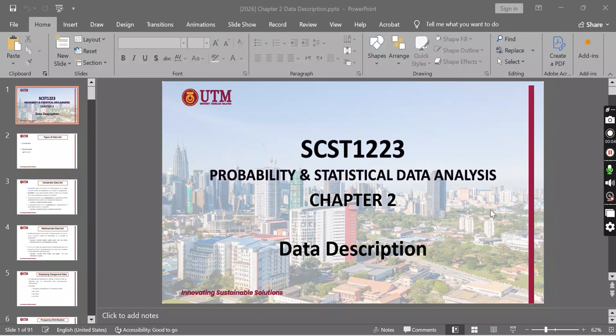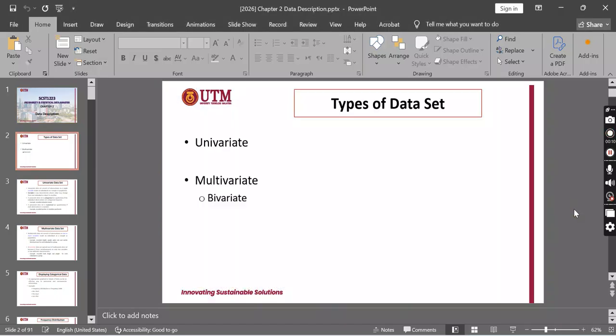Okay, chapter 2, data description. Types of data set. First section is the types of data set. We have two types of data set, univariate and multivariate.